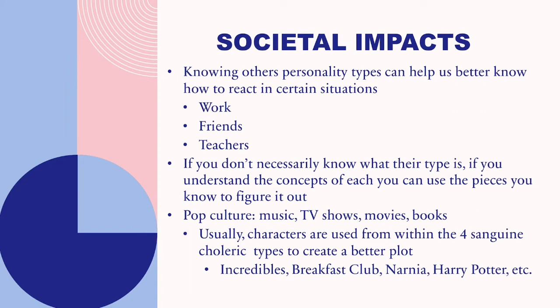So next we have societal impacts. So just knowing each other's personality types can help us better react in certain situations. For example, in the workplace, with friends, and with teachers and professors. So just knowing your professor's personality type could be really helpful because you know the way that person works and you know what's expected of you because of how their personality works. And then for work, it's really good to know how your boss works and what their strengths and weaknesses are, so maybe you can compound that and help them work on their weaknesses and make their strengths even better.